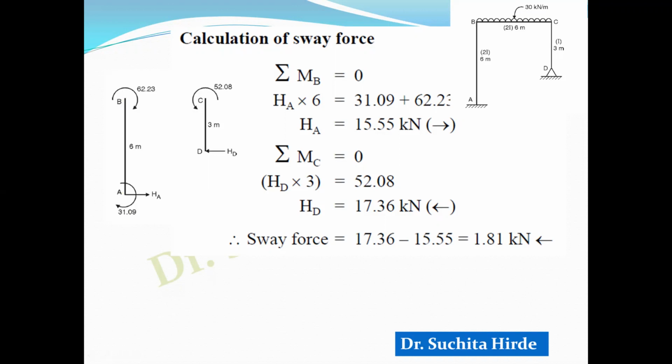So if you consider this free body diagram, and if you take summation of moment about B equal to 0, you will get horizontal reaction HA is equal to 15.55 kilonewton. Similarly, I have drawn free body diagram for member CD. In member CD, there is a hinge support.